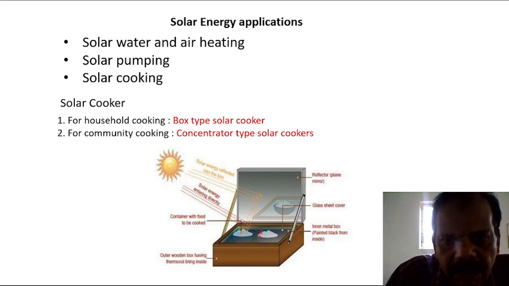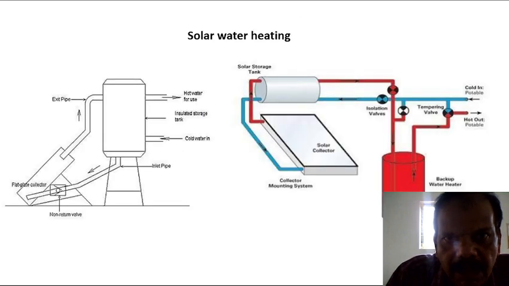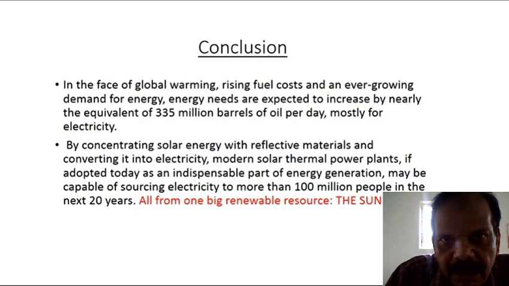On this screen we can see a solar cooker, of which there are two types. For household cooking, a box type solar cooker is used, and for community cooking, a concentrating type, which is a little bit bigger than the box type, is used for making food products. These are some of the examples of using solar energy for heating water. So the water will be heated by getting the energy from the sun.